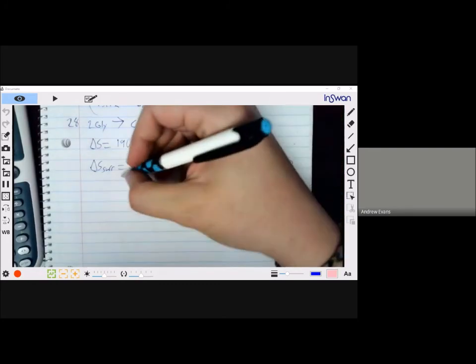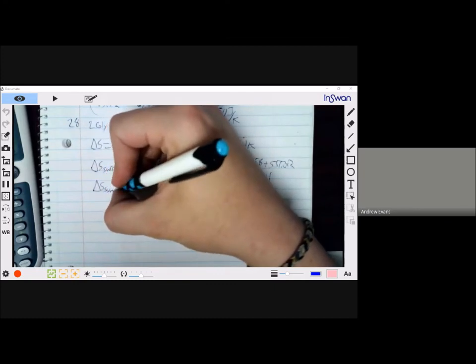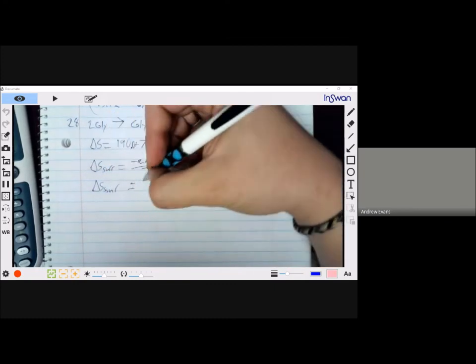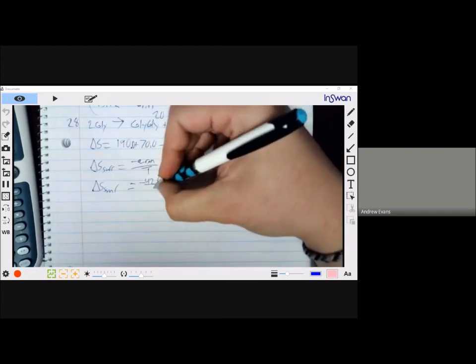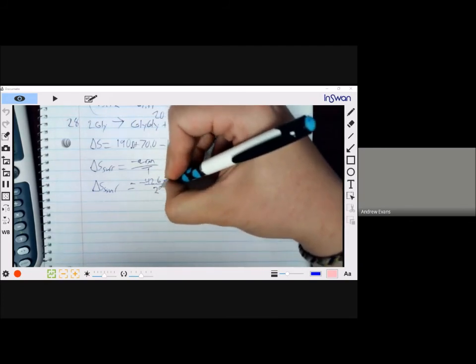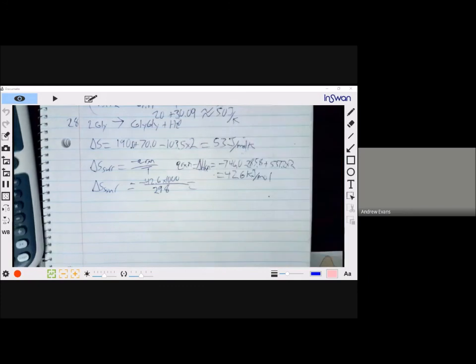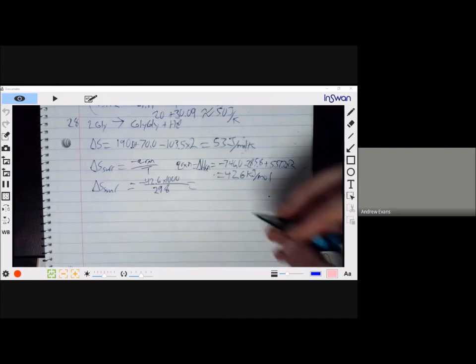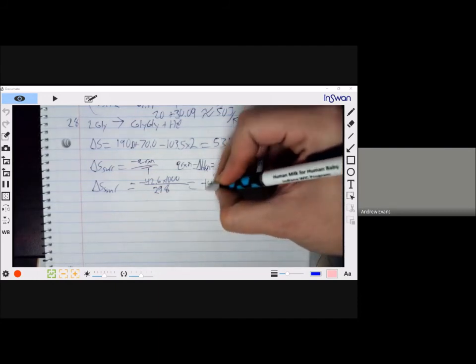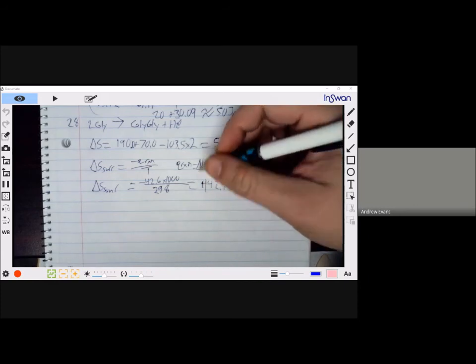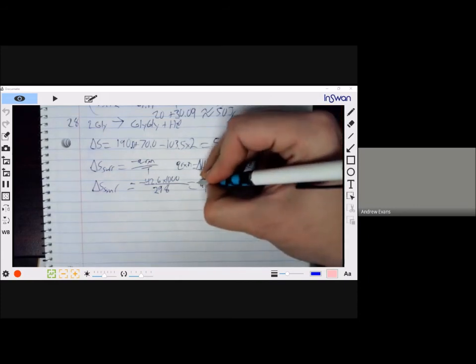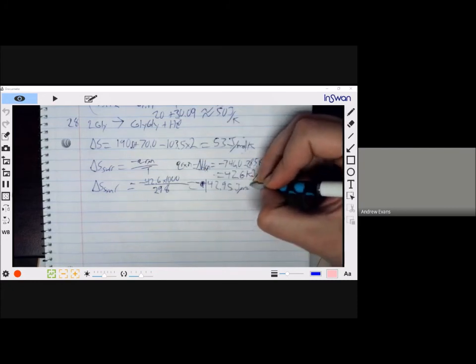So the delta S of surroundings is going to be negative 42.6 times 1,000 to get this back into joules, divided by our temperature of 298. So our delta S surroundings is equal to negative 142.95. No, it's not. Sorry about that. It's negative 142.95 joules per mole Kelvin.